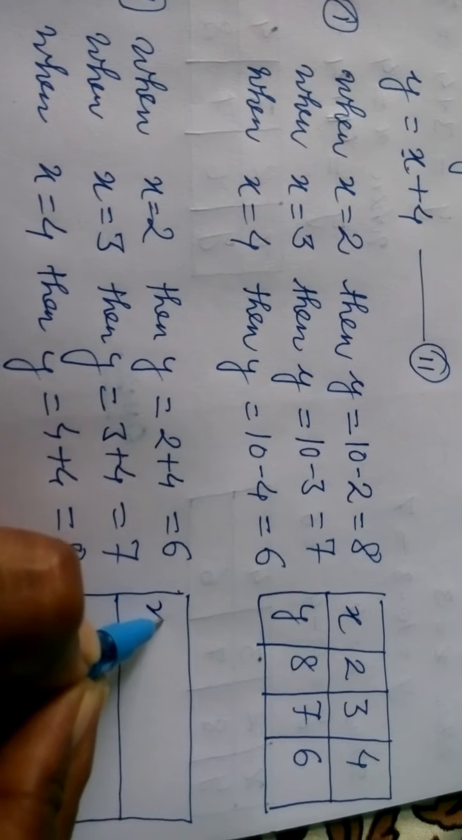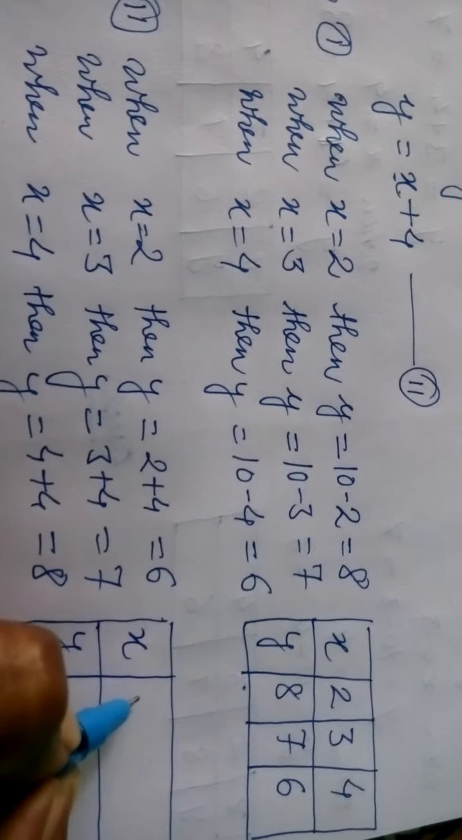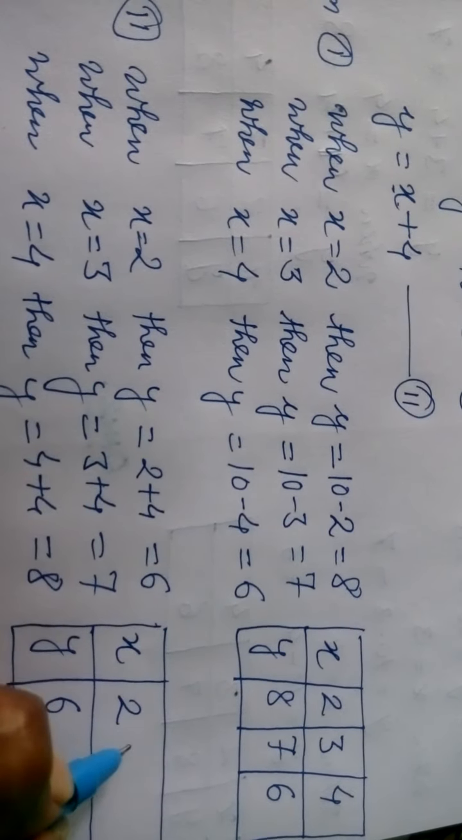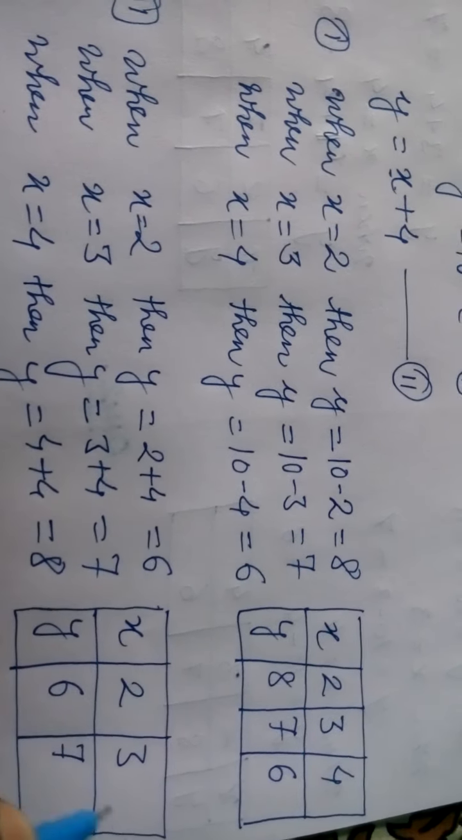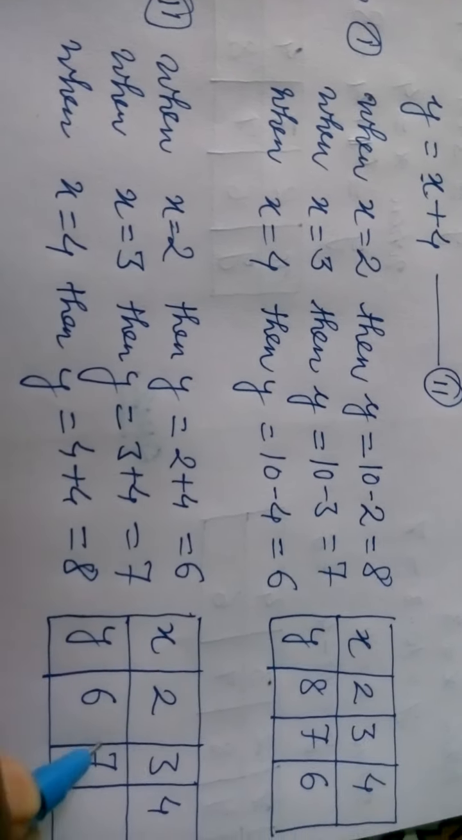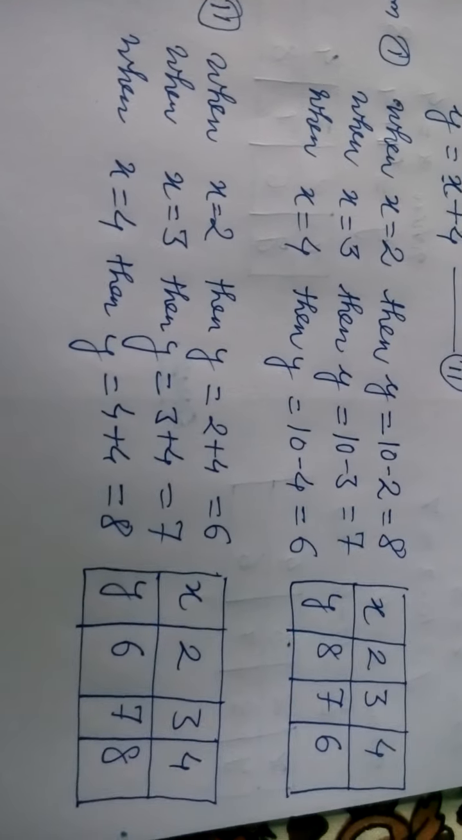Okay, so this is x and this is y. When I take x is equal to 2, then I got y is 6. When I take x is equal to 3, then I got y is equal to 7. And when I take x is equal to 4, then I got y is equal to 8. So now I have to just plot these points on a graph.